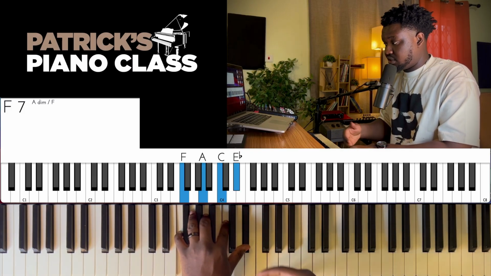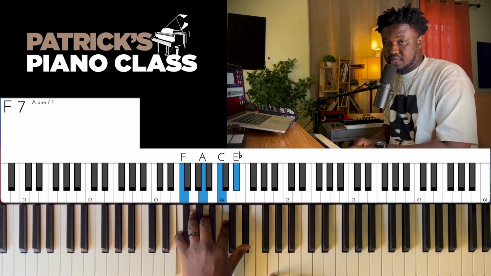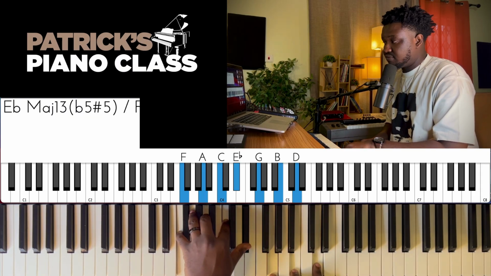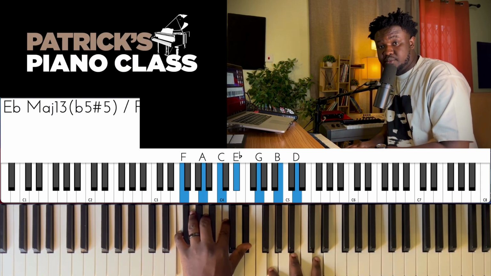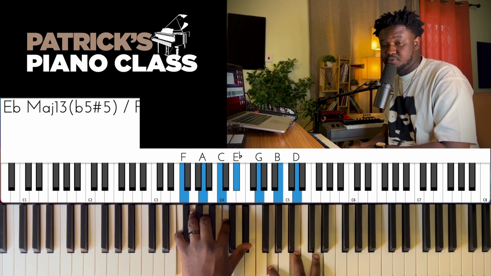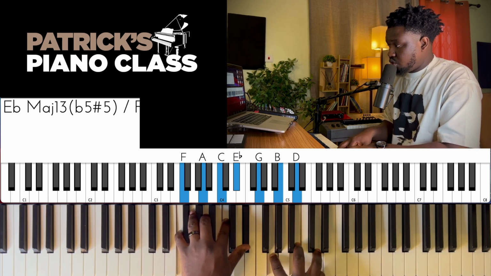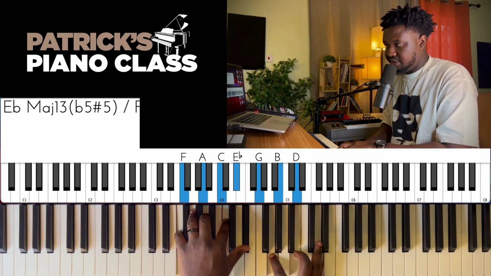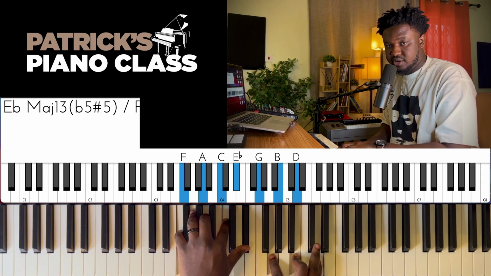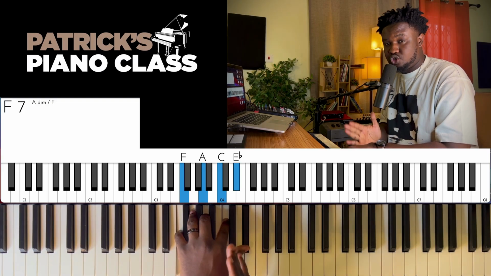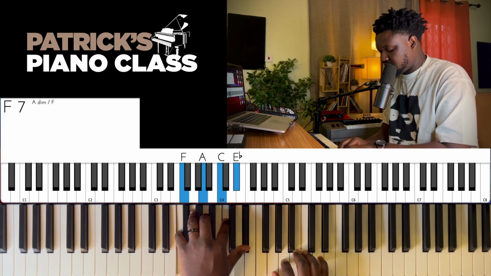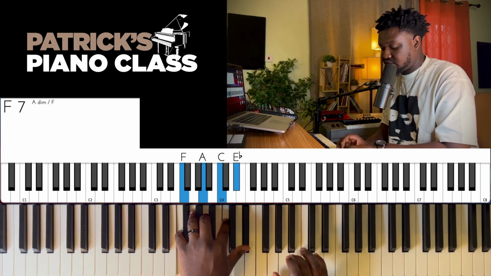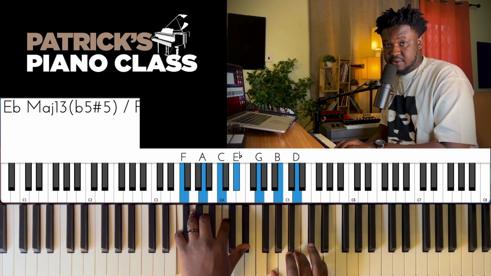Now, if we are to add extended notes to this, we're going to get a natural 9, sharp 11, and a natural 13. And I must say, this is one of the most useful chords, so far as gospel and jazz is concerned. So this is a dominant 7, natural 9, sharp 11, and natural 13. This is our first dominant chord from the melodic minor scale, and there are no avoid notes in this one. So this chord in its fullness is very useful.